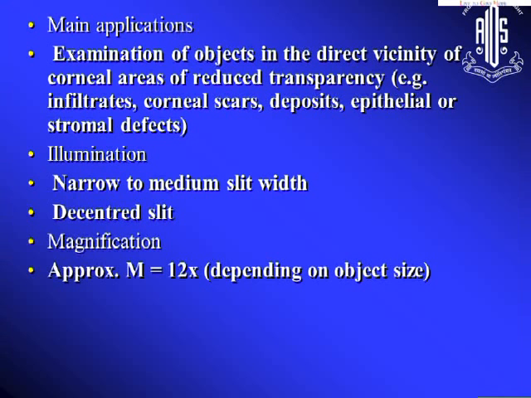The main application for this examination is the objects in the direct vicinity of corneal areas of reduced transparency, such as infiltrates, corneal scars, deposits, epithelial or stromal defects. The illumination, I told you, is narrow to medium slit width, decentered slit, which I explained to you earlier, and the magnification depends on whatever magnification you are comfortable with.